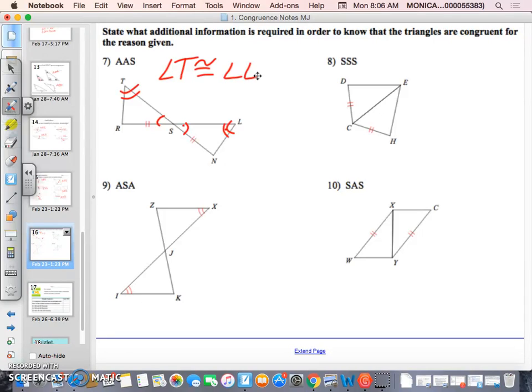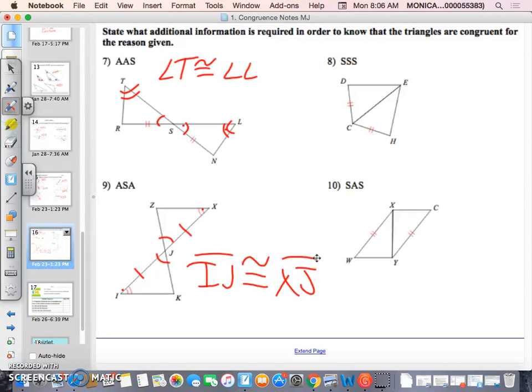For number 9, I want angle, side, angle. So I know that angle I is congruent to angle X. I know that these 2 angles are going to be congruent to each other because they're vertical. And so I need the side in between them. So I need to know that line segment IJ is congruent to line segment XJ. And also remember, be careful that you're writing corresponding parts in the same order. So I couldn't say IJ and JX because those aren't corresponding.